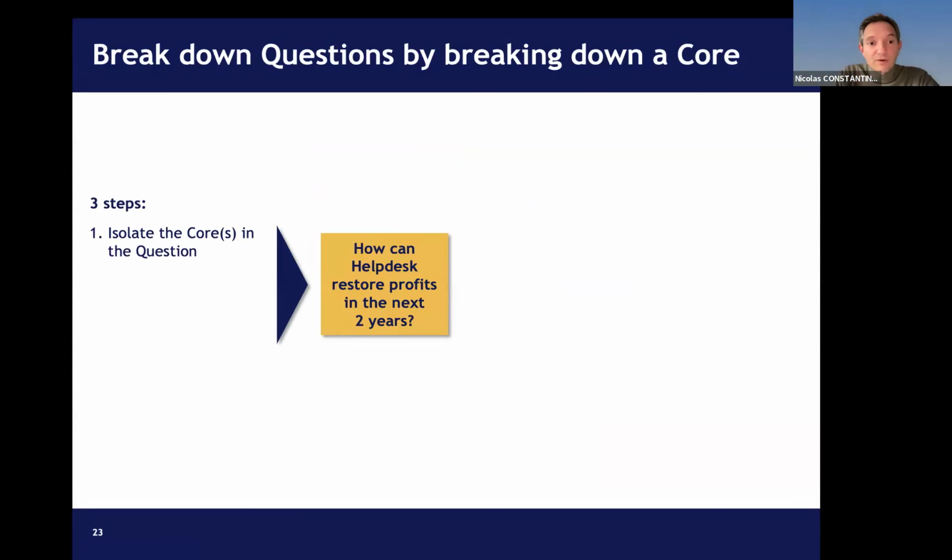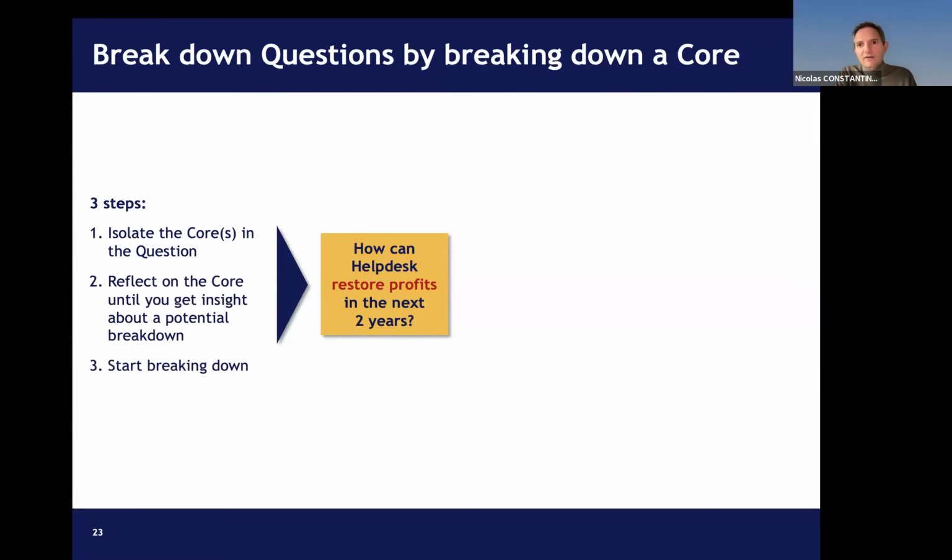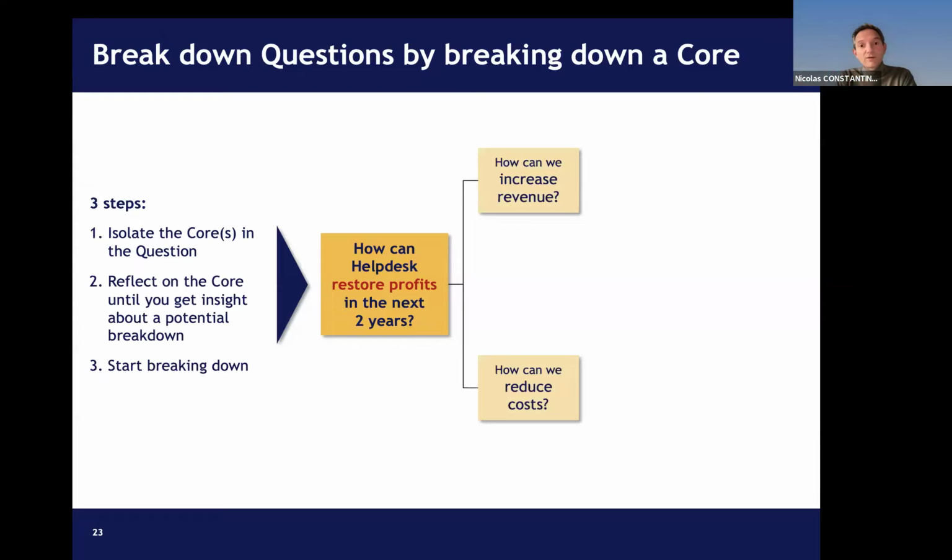And the essence of the question here is essentially about restoring profits. So we highlight this, and then we reflect on that until we get some idea about how to start the breakdown. Now, profits, we all know what it is. It's revenue minus cost. So boom, we have an insight about how to do the breakdown so we can start. And remember, we want to break it down into the form of questions. So instead of saying, hey, this breaks down into revenue and cost, we're going to say, hey, we're going to break down into how can we increase revenues and how can we reduce cost.